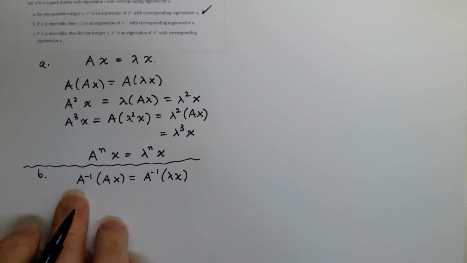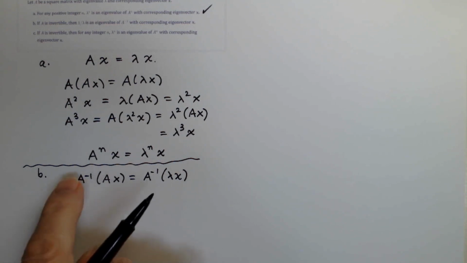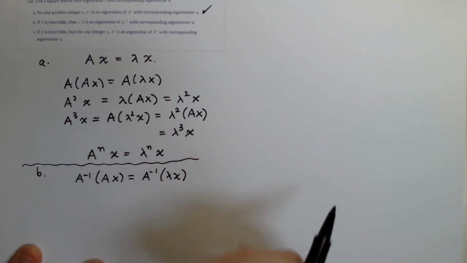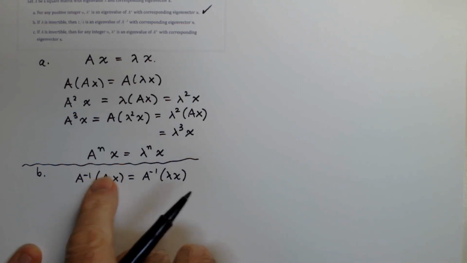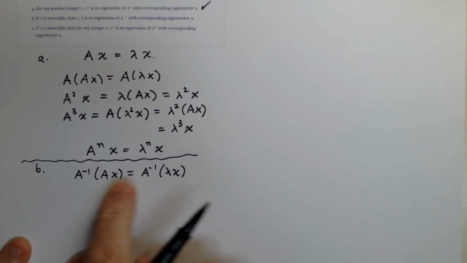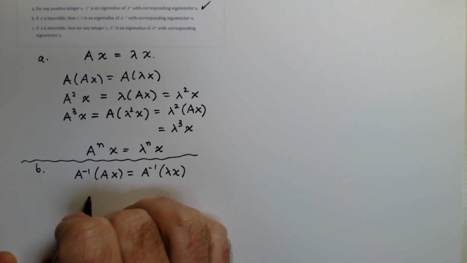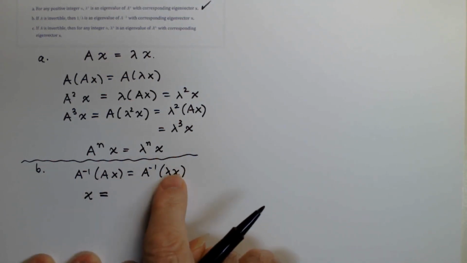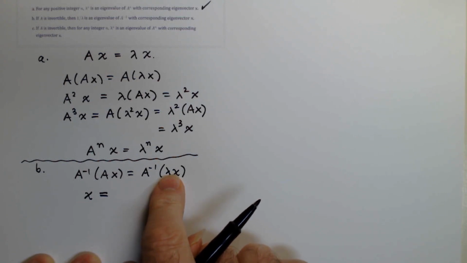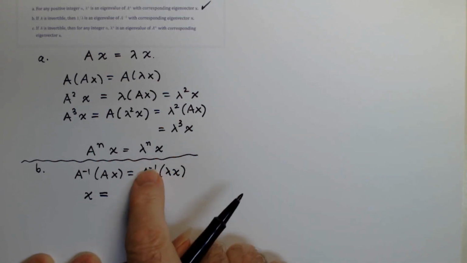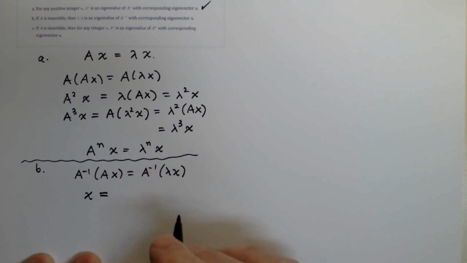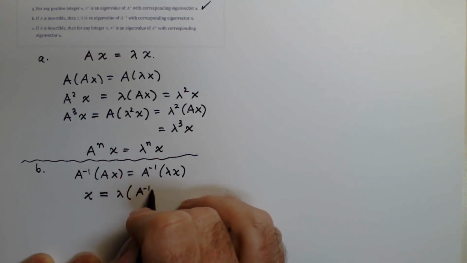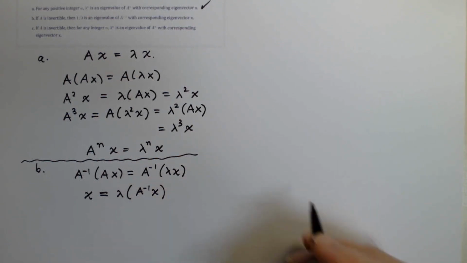Now, what can we do? On this side, we can reassociate and think of this as A inverse times A applied to x, but A inverse times A is the identity, and the identity matrix times x is just x. So on this side, we're simply going to have the vector x. On this side, we can pull the scalar lambda through because A inverse is itself just another matrix and it's linear, so I can simply write this as lambda times A inverse applied to x.